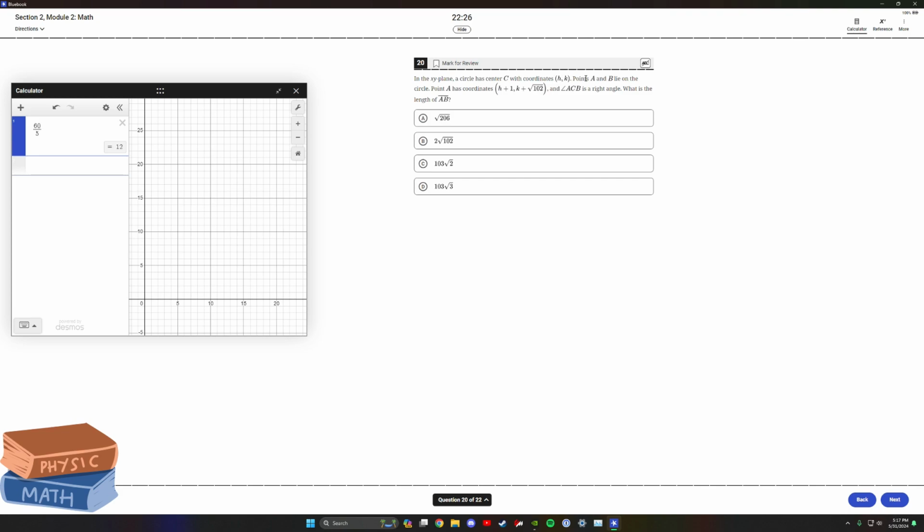Circle C is center of that. A, B lie on the circle. A has coordinates this. And A, C, B. I'm going to have to draw that one out.